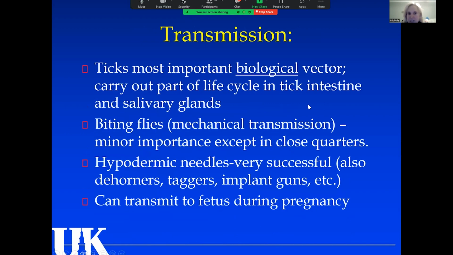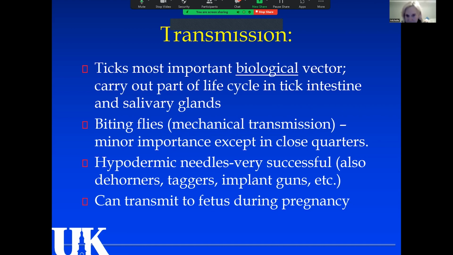So transmission, again, ticks are the most important biological vector. They carry out part of that life cycle in the tick's intestine, and then it goes to their salivary glands. And the only reason that's really important is that biological vector keeps these diseases going. It keeps it going over winter, because the ticks will overwinter, and then it can start back up again the next year. And biting flies can also transmit these diseases.